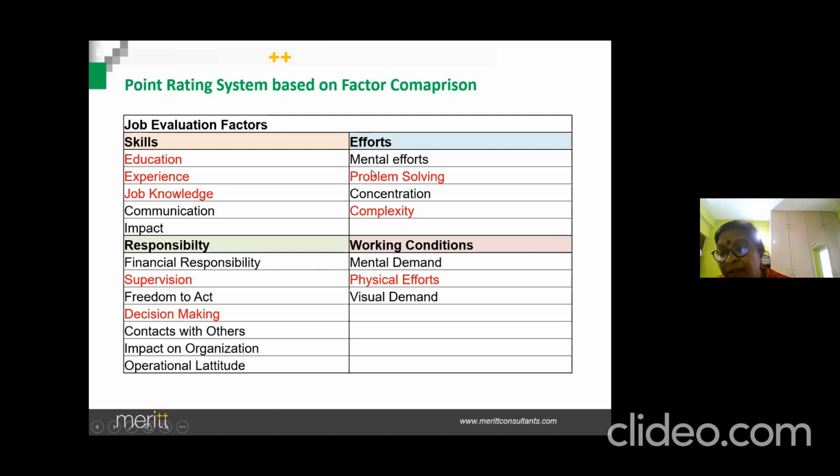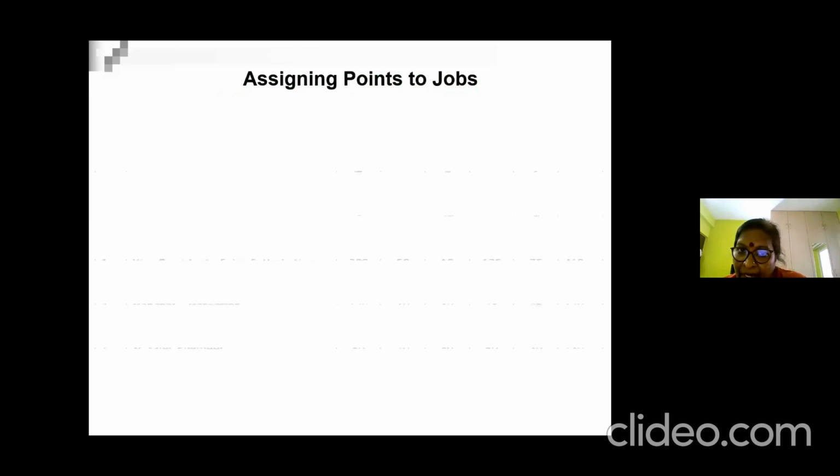Again, effort could be in the nature of mental effort, or physical effort, problem solving, etc. Then working conditions also, you could have occupational hazards, etc. For example, a person who works in a manufacturing organization like Tata Steel, there are a lot of working conditions.